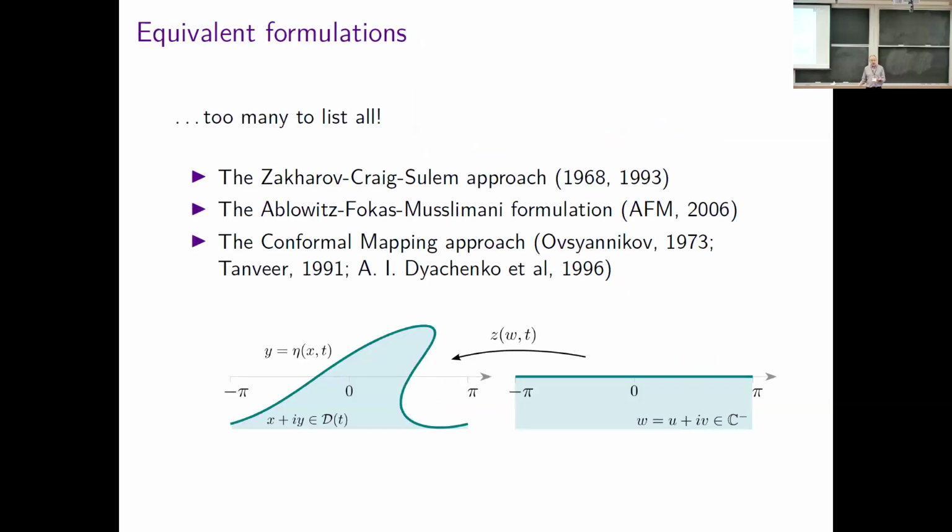Because this is a very complicated free boundary value problem, there's been a lot of different approaches reducing this problem to just a problem dealing with the surface variables. Okay, I'll mention a few. Zakharov-Craig-Sulem approach right there, which has been very important in lots of theoretical approaches, some of which I'll mention. And the Ablowitz-Fokas-Musslimani approach is fairly recent, and that is an approach that we have been using a lot in our group, especially for small amplitude waves.